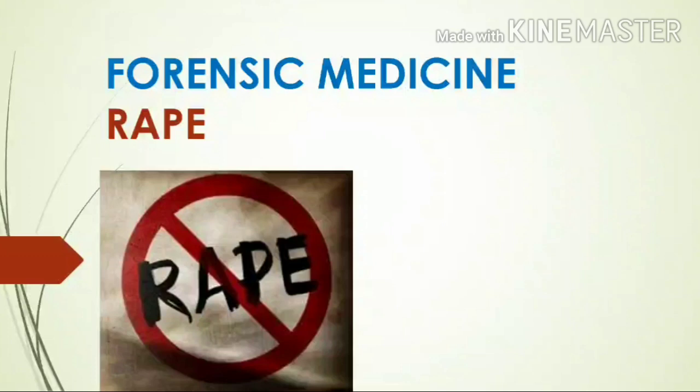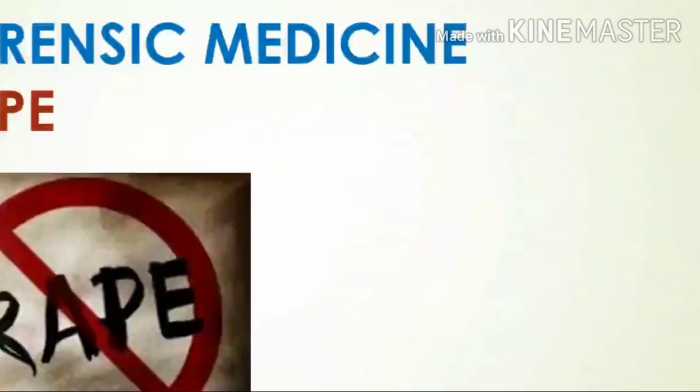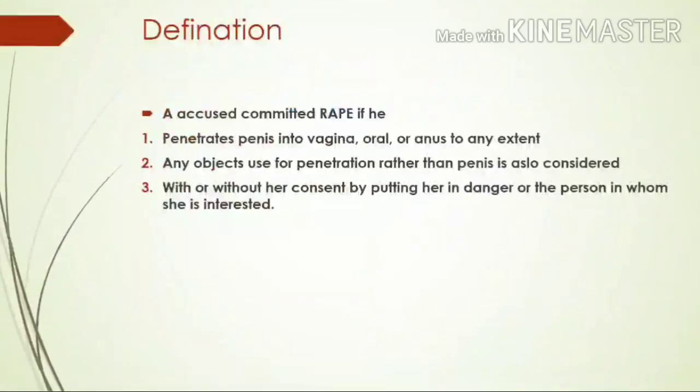So today in this video we will study the topic of rape under the subject of forensic medicine. So how can we define rape? In simple terms, the penetration, no matter how slight, of the vagina or anus with any body part or object. Oral penetration by the sex organ of another person without the consent of the victim can be classified as rape.